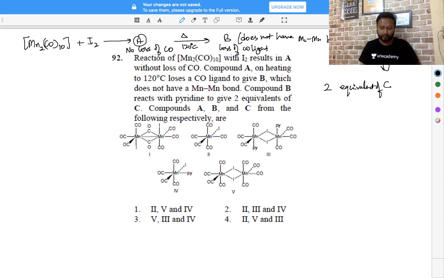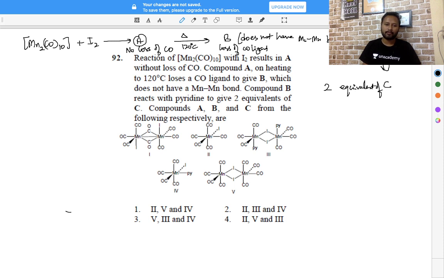Okay, so you have to see what is happening in this reaction. First, you are treating it with iodine and it's given that there is no loss of CO. So that means there should be 10 CO in the complex present. So just look upon the options: you should have a compound along with iodine, and there should be a manganese bond. That's what the first statement says.